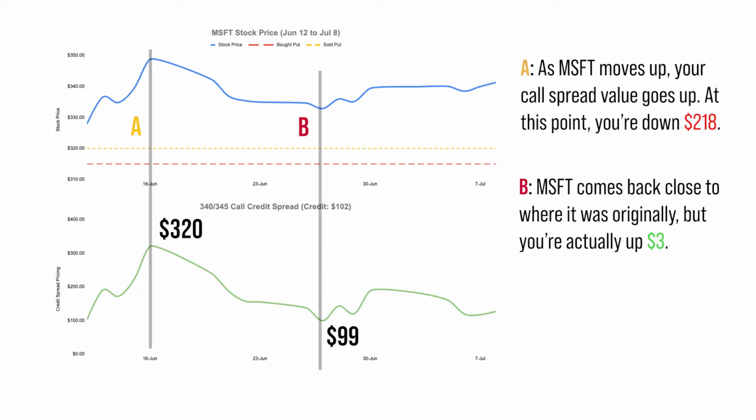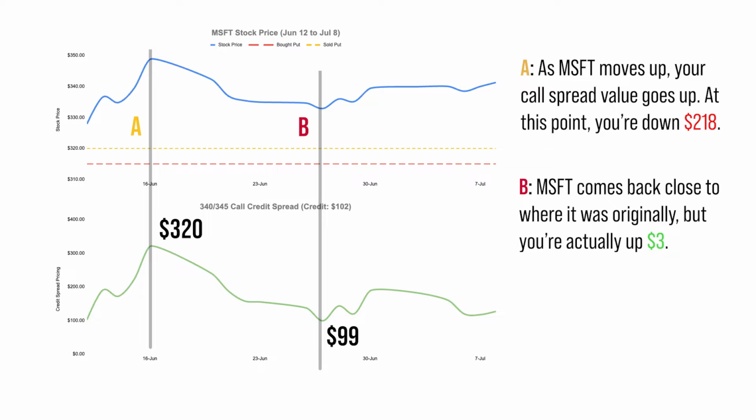And on June 27th, the same date when it hits that 332.87, the subsequent low, you can see this is the perfect example of how theta comes in. Even though you're $4 above where it was before when you opened it on June 12th, your call credit spread is only worth $99. Right? Remember, you opened it at 102. So if you close it at this point in time, you will make $3. Even though Microsoft is up 4 points, close to 5 points.